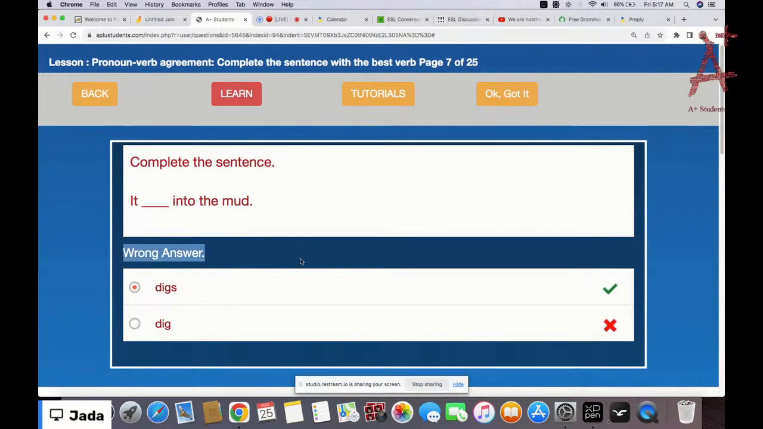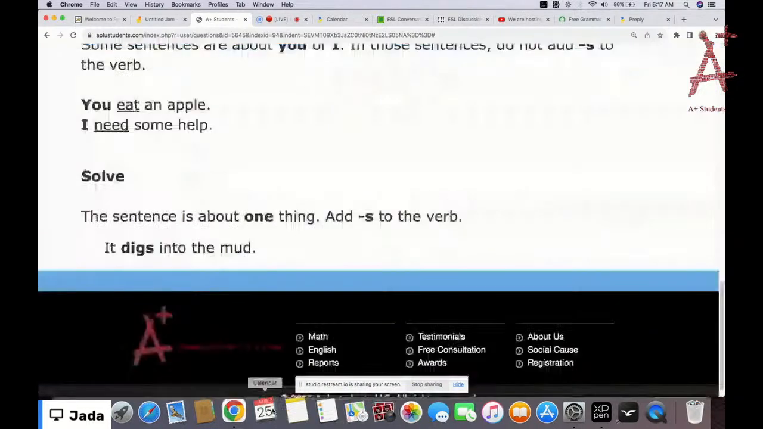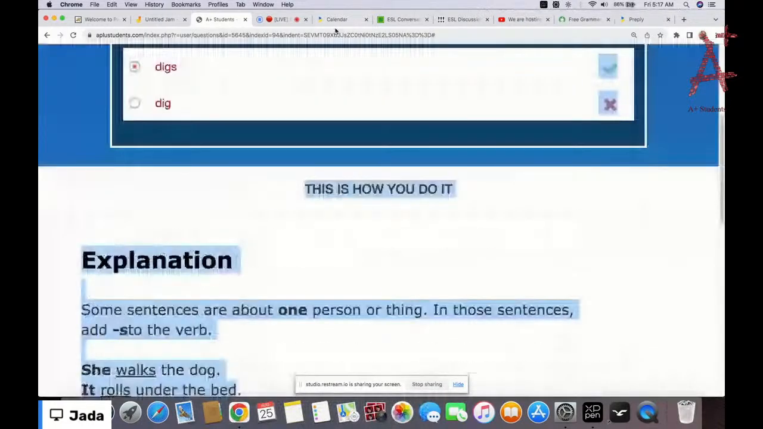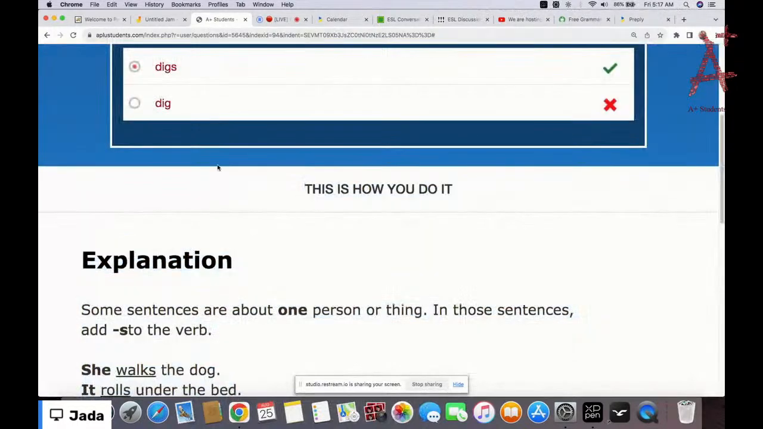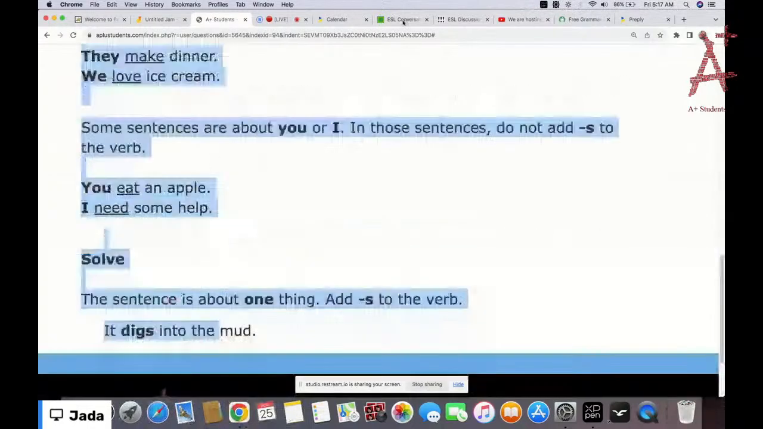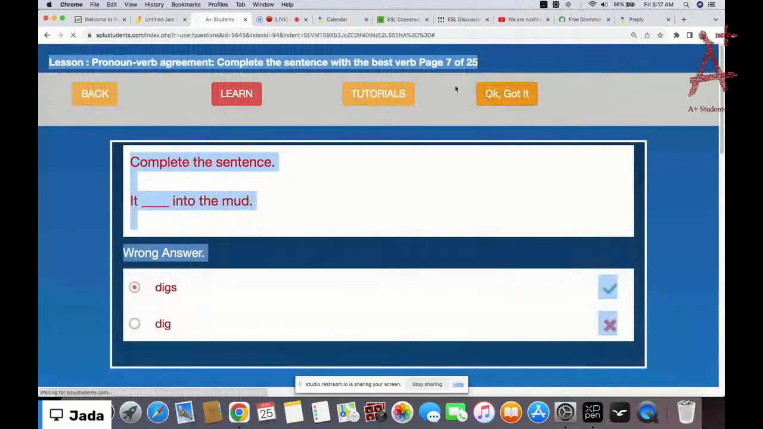Okay. So when you click on something that is wrong, you just need to go down here and read the explanation again. It tells you how you do it. A very detailed explanation is down here. All you need to do is go through it before you continue with the test again.